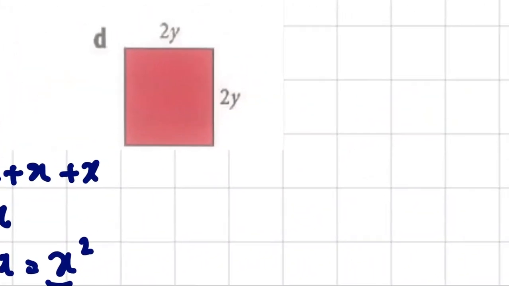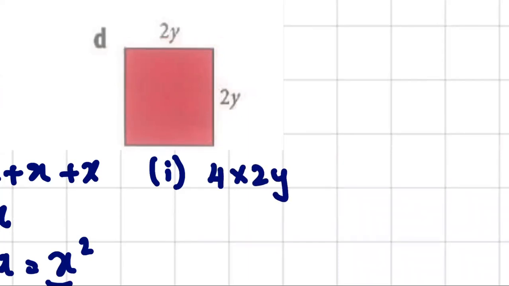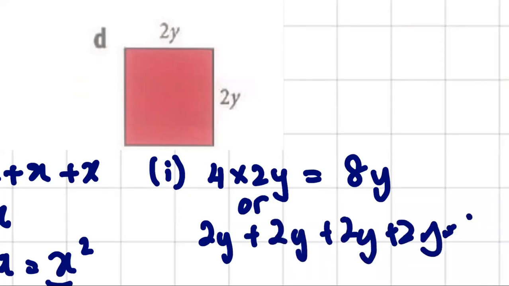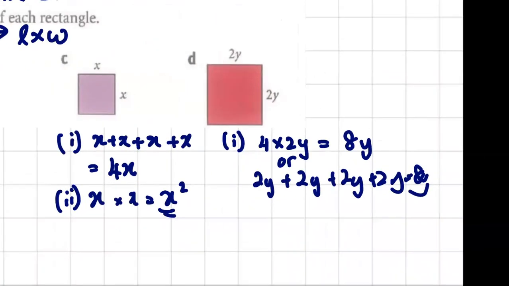And last but not least, question D, number 1 is you're going to run here to here to here to here to here. So it's going to be, well, if you want to write 4 times 2y, you're not wrong. You can just write 8y. Or you can just use the adding part again. 2y plus 2y plus 2y plus 2y. You're going to get 8y as well. So it's the same perimeter.